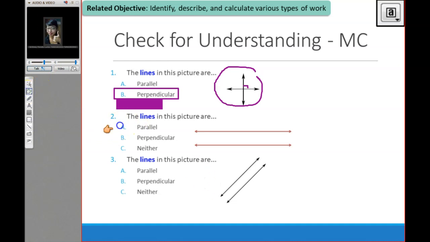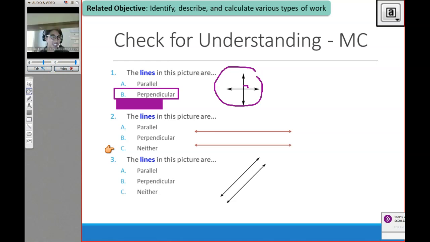And now take a look at number 2. What are these lines? Use your polling tools and tell me, what are these lines, the red lines here? Are they parallel A, perpendicular B, or neither C? I know, it is early, right, David? I feel your pain, don't worry.